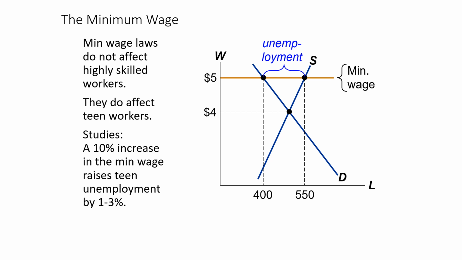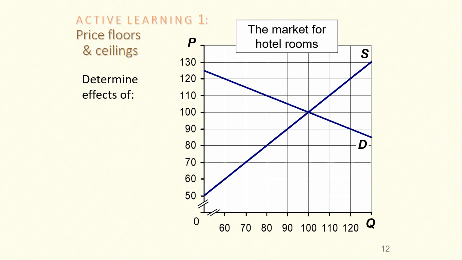The studies say that a 10% increase in the minimum wage raises teen unemployment by 1 to 3%. Here are some examples for you to try as well.